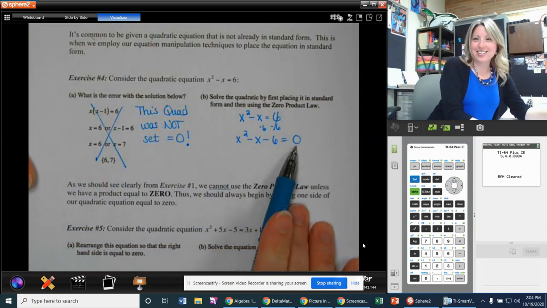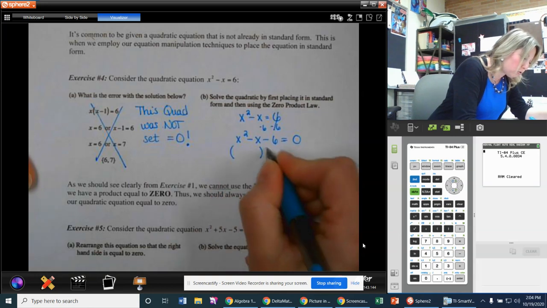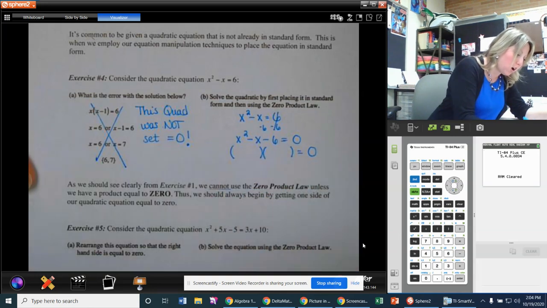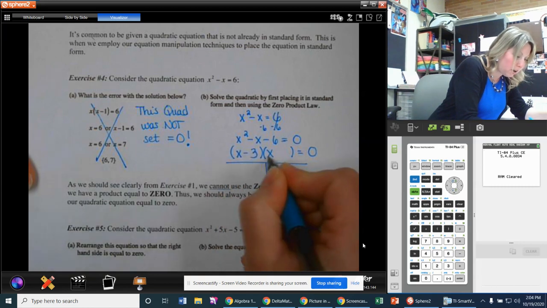So here we are, set equal to 0, right? Now we got to factor. What are the factors of 6 that will subtract to give me a negative 1? And that will be an x minus 3 and an x plus 2.